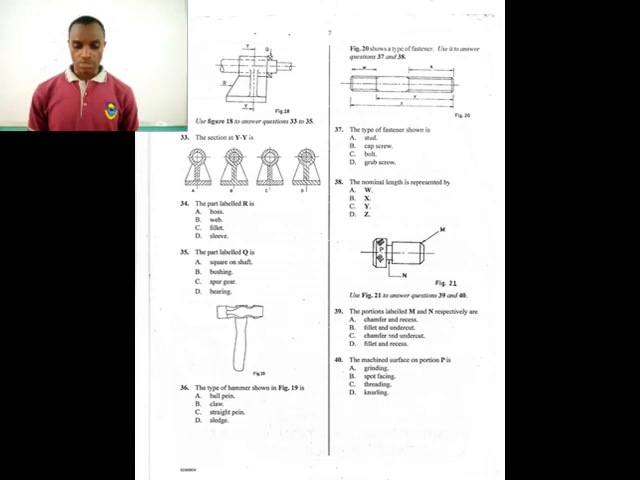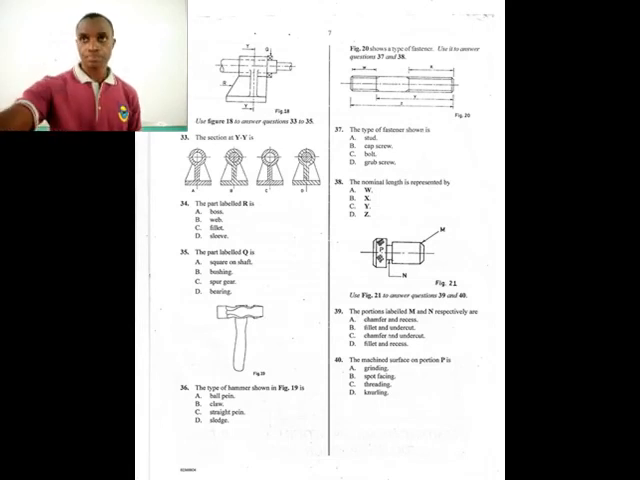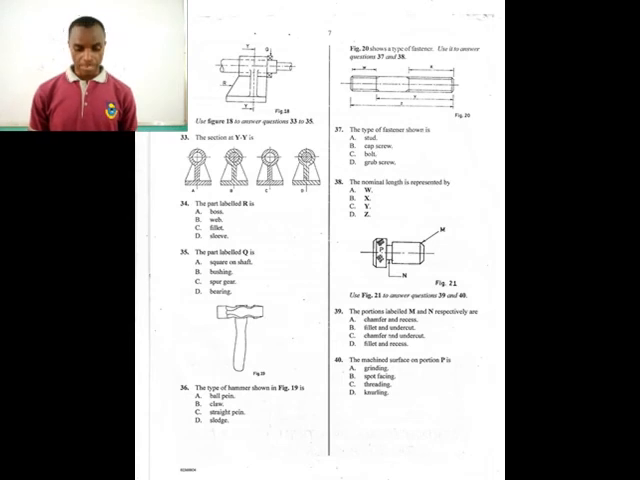Number 34, the part labeled R is called a web. Anytime you see something that looks like that, it's a web. Now the part that is labeled Q, it's a bearing. Yes, not a bushing. It's a bearing. Okay, sorry, it is a bushing, not a bearing. It's used to support an object. For the bearing, they will draw a circle, and you see the center line indicating that there's a bearing, whether journal bearing or ball bearing.